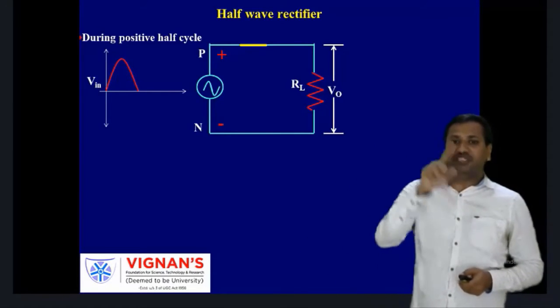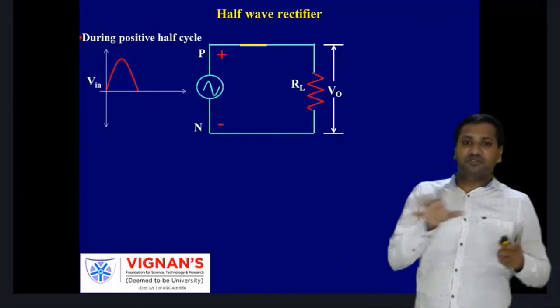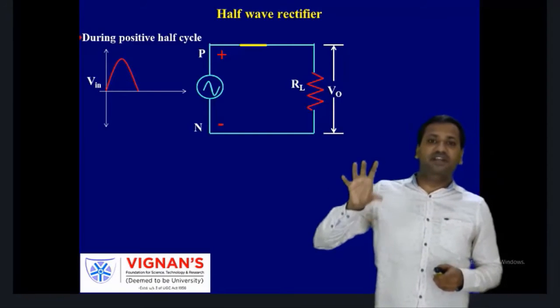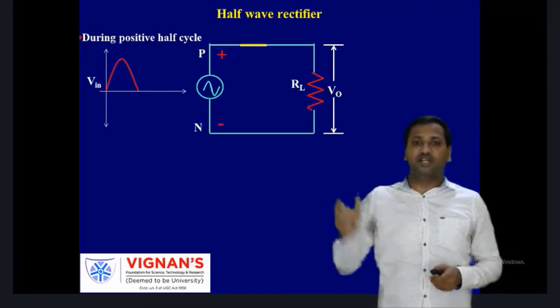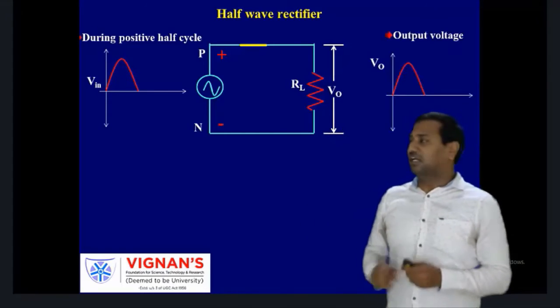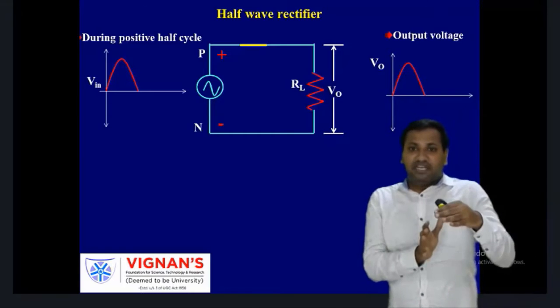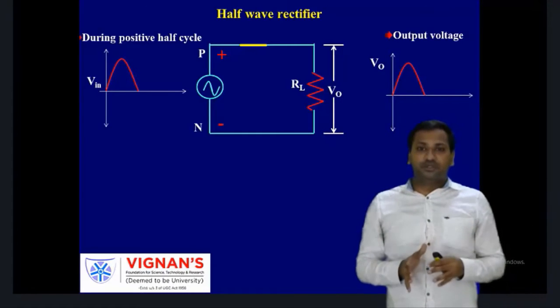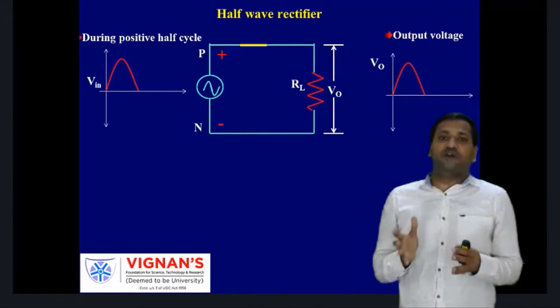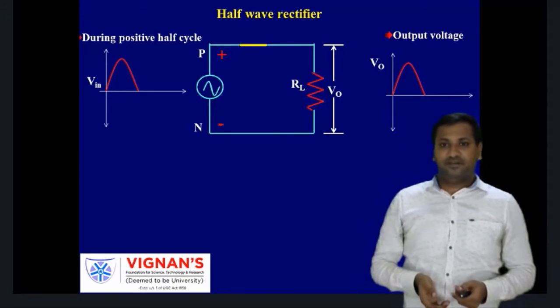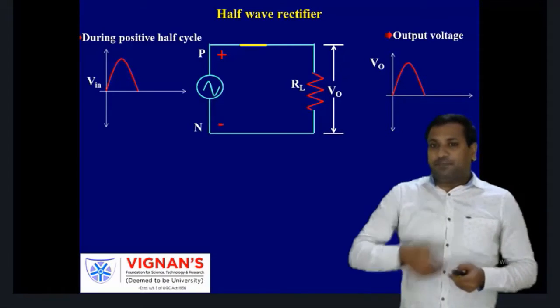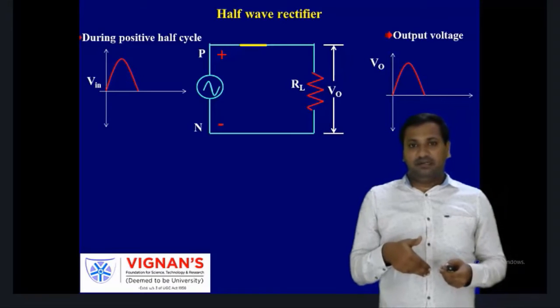That means there is a closed path from source to load. Then we will get an output voltage across the load. That is nothing but the same as your input voltage. It will be the same as the input voltage due to the resistive load of the rectifier. It is about the positive half cycle.